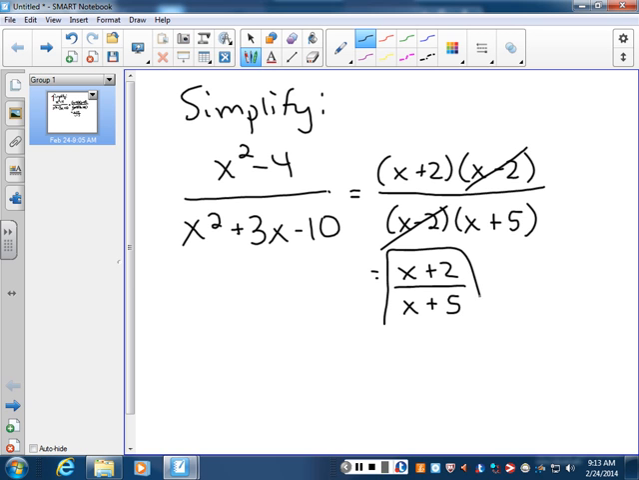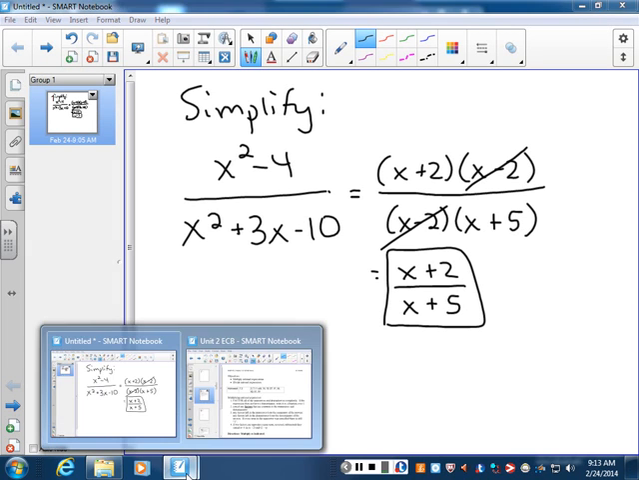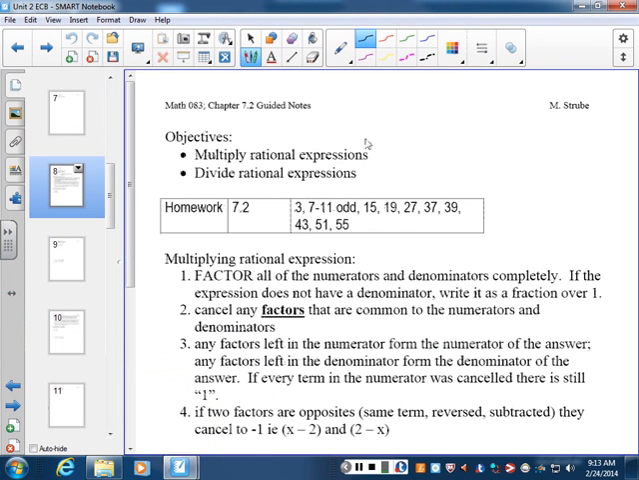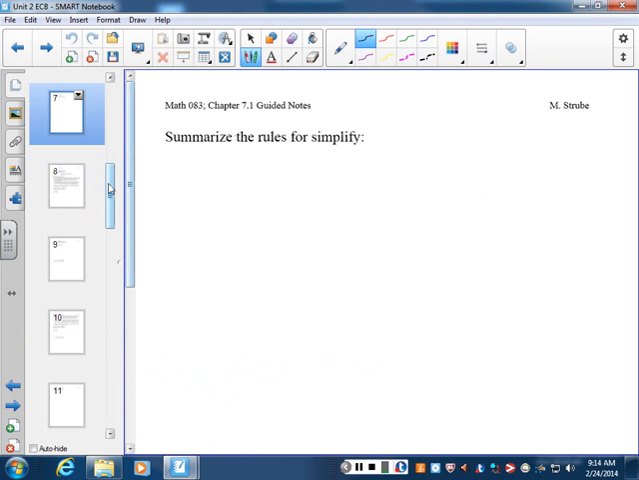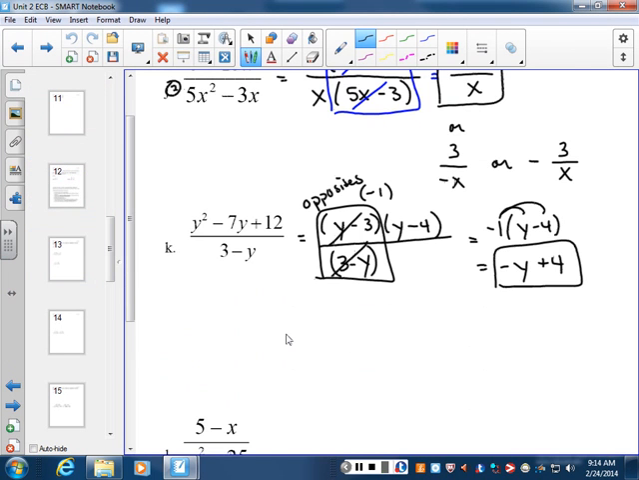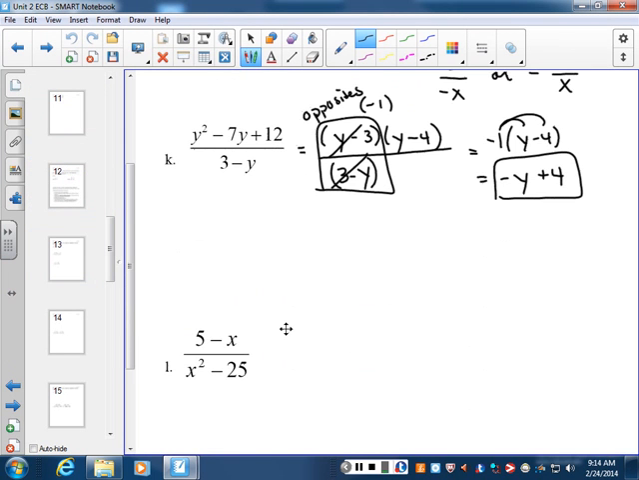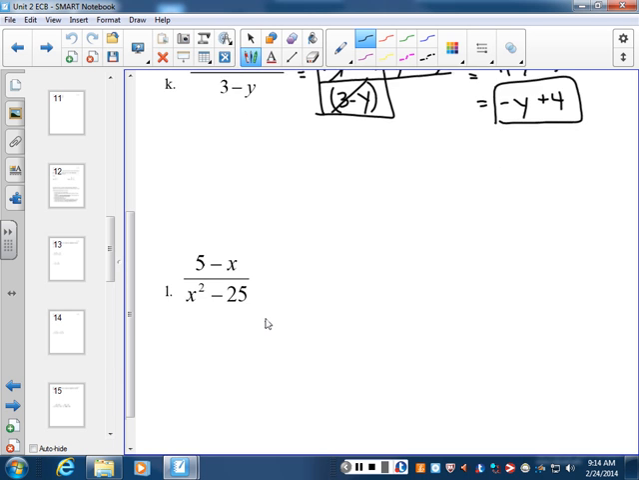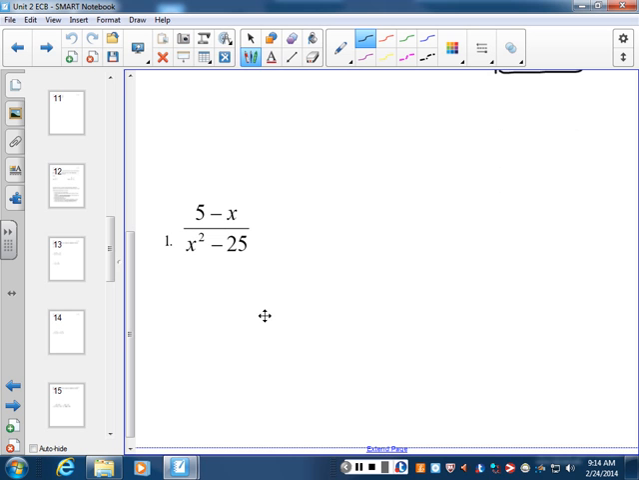Now if you go back to your notes, we have one more problem to finish up in 7.1. So we got down to all of them but one. So on that last page of 7.1, example L, 5 minus x over x squared minus 25. It's the last problem in 7.1. So when you want to simplify, your directions are simplify. You've got to factor, cancel. Simplify, factor, cancel.